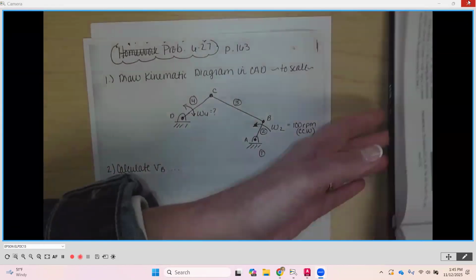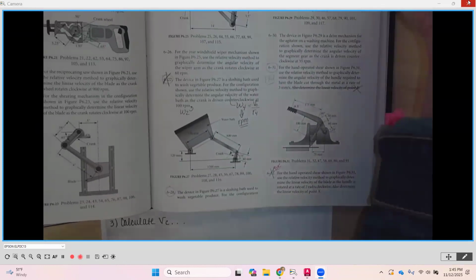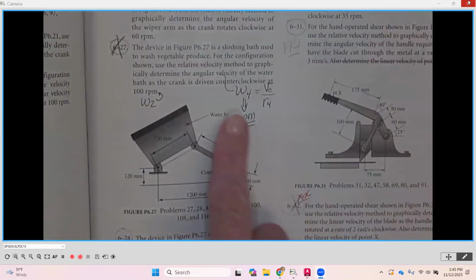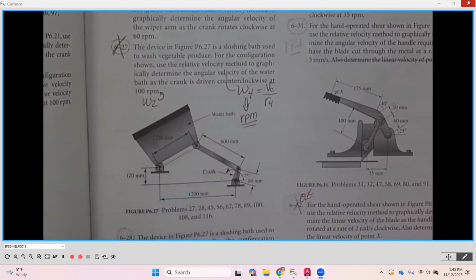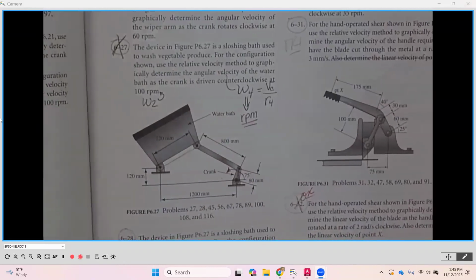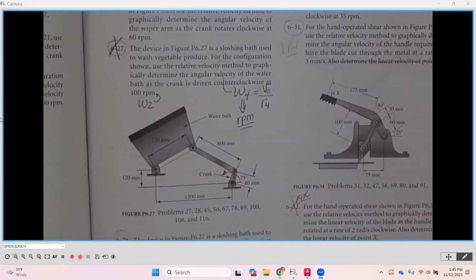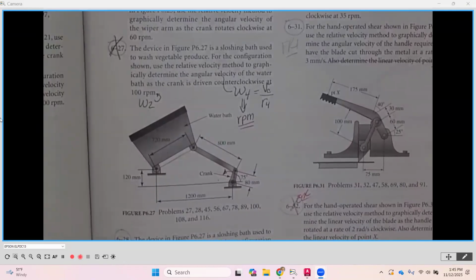So all the information that you need is going to be from this diagram. So what I'm going to do is I am going to pause the video. I'm going to draw our kinematic diagram in AutoCAD, and then I'll be back. Okay, and we can continue from there.